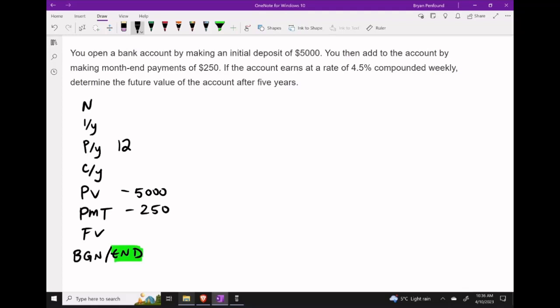Our next sentence here deals with the time frame, the term, and the interest rate. So we have an interest rate of 4.5% compounded weekly. So let's put our 4.5 in for IY. And we're going through 52 compounds per year, so we're going to put in 52 for CY. We're trying to determine the future value, so we don't put anything in for FV. And then we're given that the term is 5 years. So how many equal-sized payments are we going to have over the span of 5 years? Well, if we are making monthly payments for 5 years, that means that N should be equal to 60.